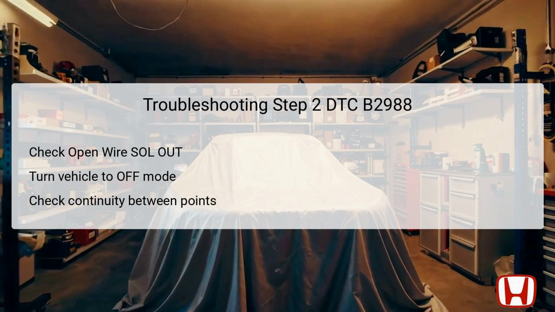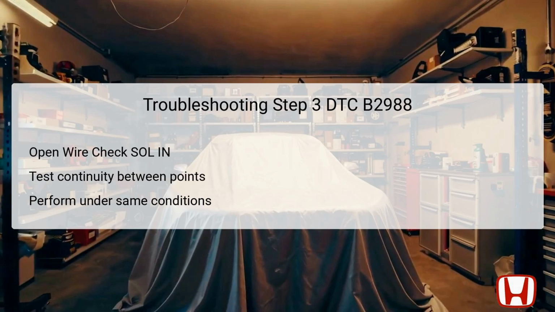If continuity is present, it indicates that the SOL OUT wire is intact, and the technician can proceed to the next troubleshooting step. Conversely, if no continuity exists, it confirms an open circuit in the SOL OUT line, necessitating repairs to restore proper electrical connectivity.